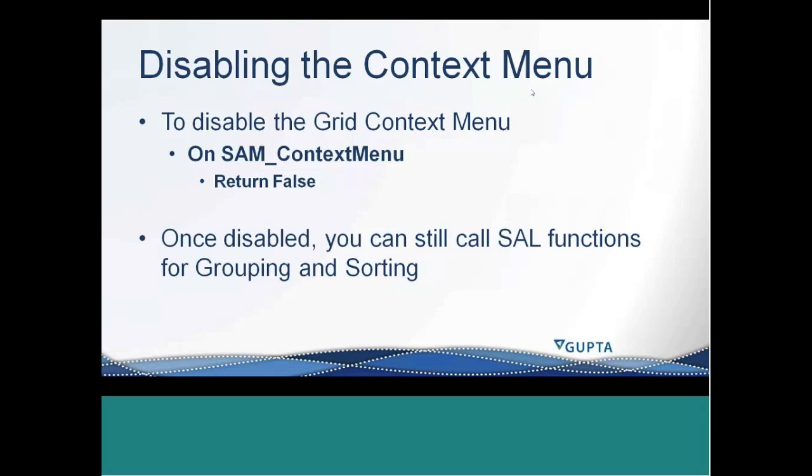Nonetheless, you can still call the SalGrid functions programmatically for grouping and sorting your grid, even though your context menu is not enabled. So you still have the functionality, but you'll not be using the grid's built-in context menu for that.